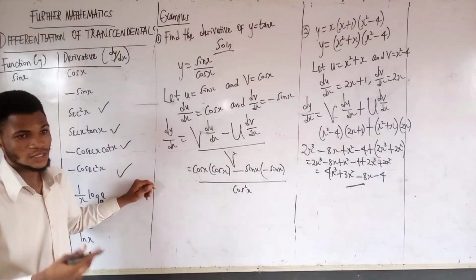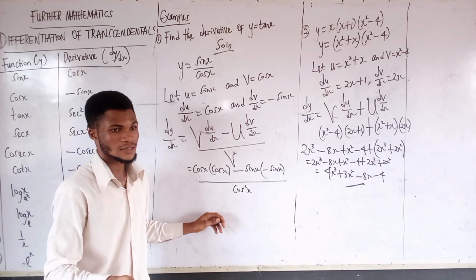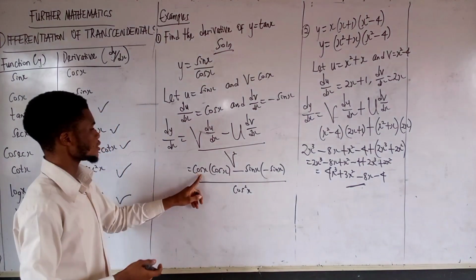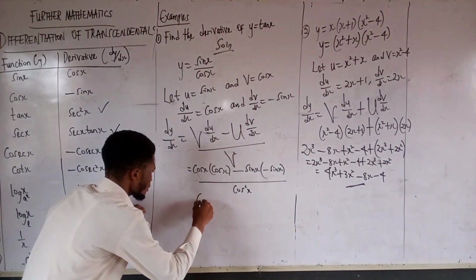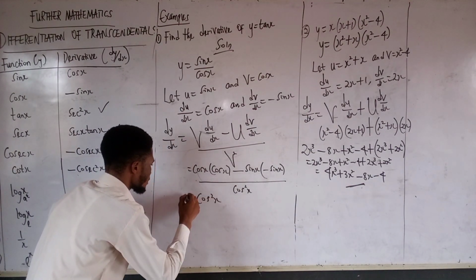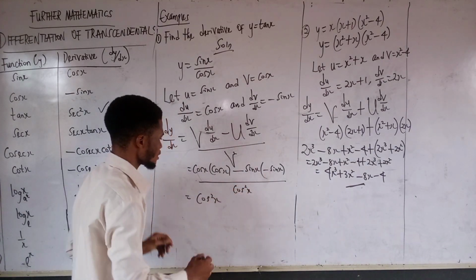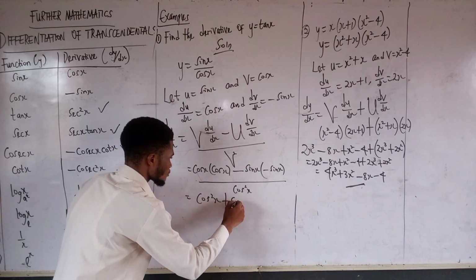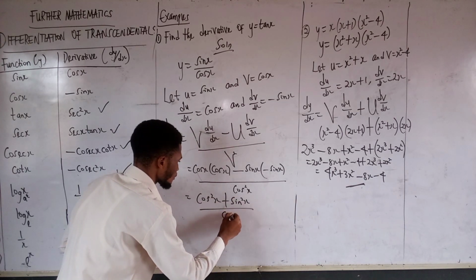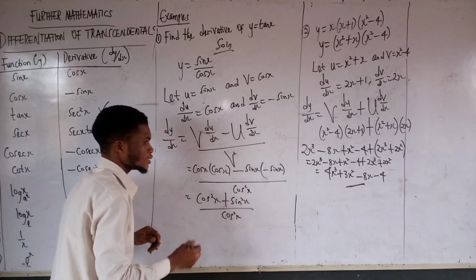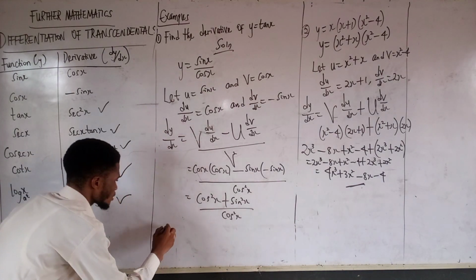Cos square x, next time. Whenever you are taking the square, instead of saying cos x squared, say cos square x. Is that taken? Yes. So cos x times cos x will be cos square x. That is cos square x minus sin x times minus sin x, plus sin square x, divided by cos square x.